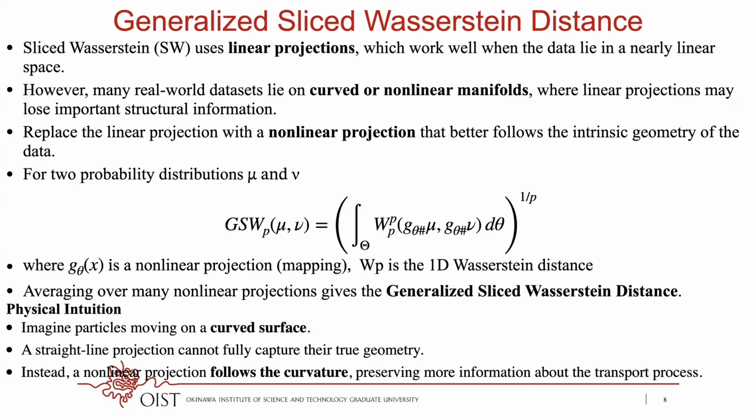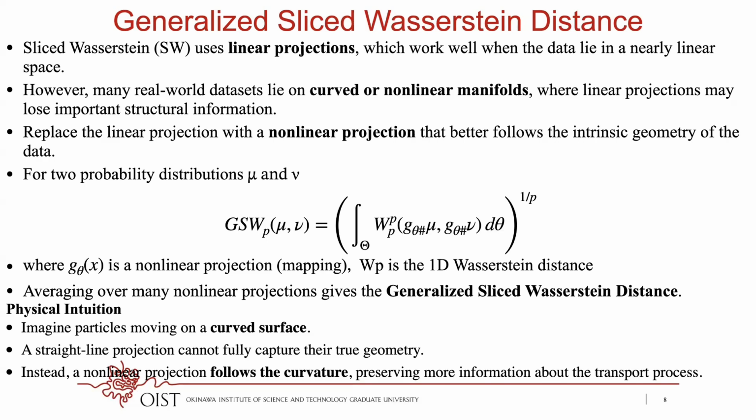A straight line projection cannot fully capture their true geometry, right? So instead of linear projection, we replace the linear projection with a non-linear projection, which better follows the intrinsic geometry of the data.